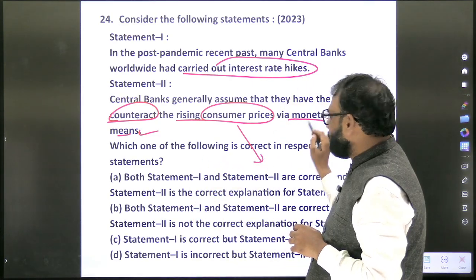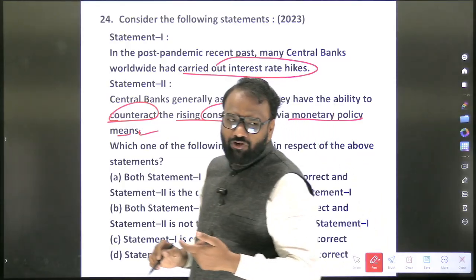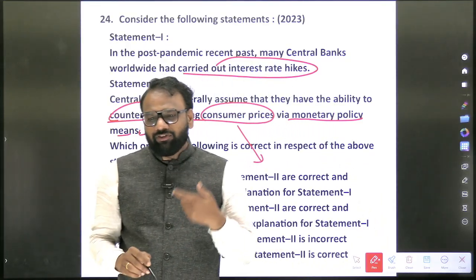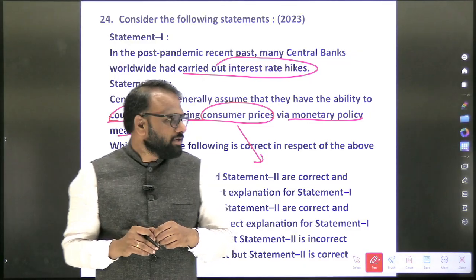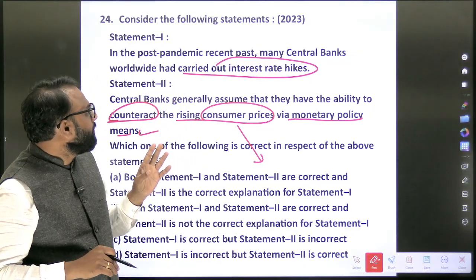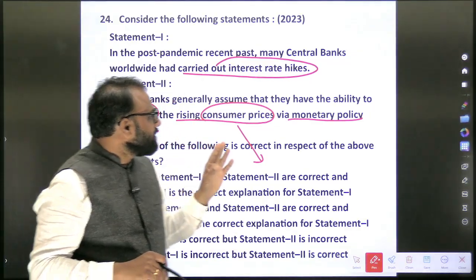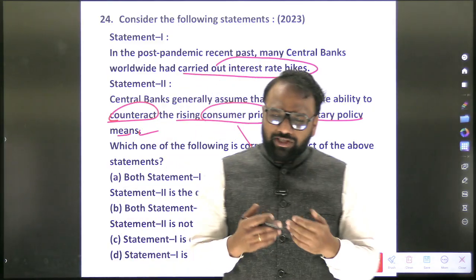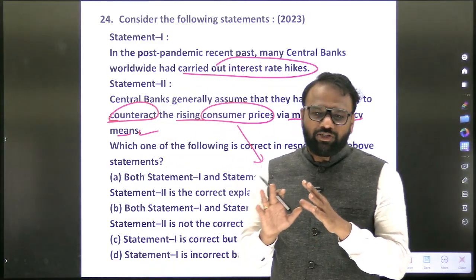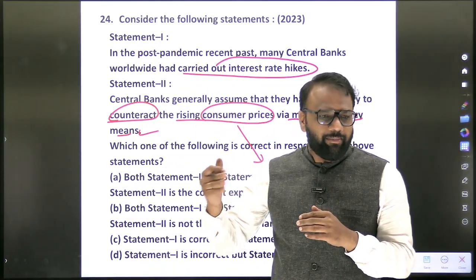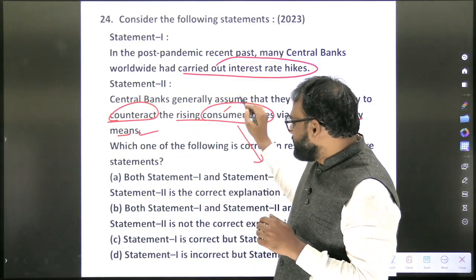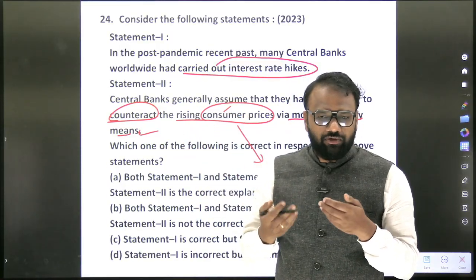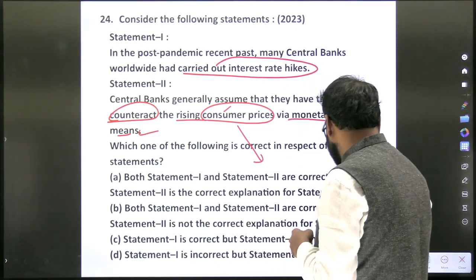Okay. Next, monetary policy. Again, same things. Which are the tools of monetary policy? Who are the part of the monetary policy committee? So all these things repeatedly we have to revise. Okay. So what's the answer here? So the answer here is both 1 and 2 are correct, and 2 is the correct explanation for 1. But now this question does not carry relevance because the pandemic is already over. But based on this question, whatever topics appear here should help us to revise.